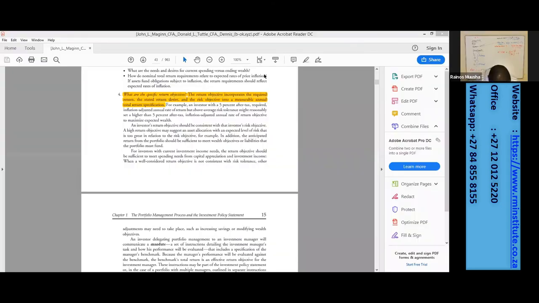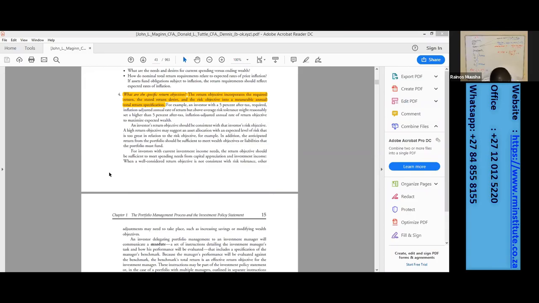So on the fourth question, they say, what are the specific return objectives? So the return objectives incorporate the required return, the stated return desire, and the risk objective into a measurable annual total return specification.